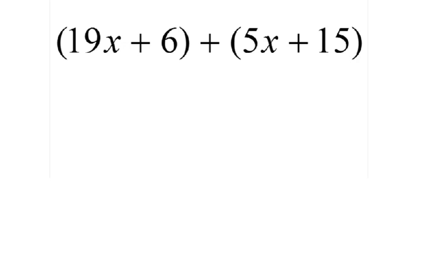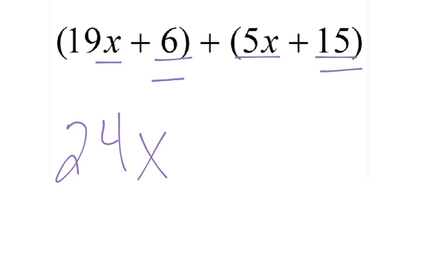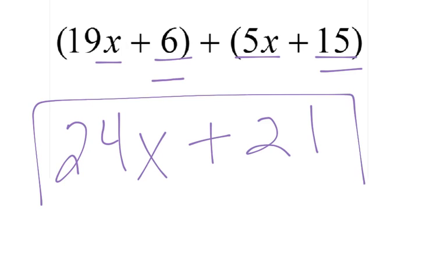If you have parentheses with an addition between them and there's no number, then the parentheses really aren't doing anything. So you can just go ahead and find your like terms. 19x and 5x are like terms. 6 and 15 are like terms. So you would just combine those. 19x plus 5x gives you 24x, and then 6 plus 15 gives you plus 21. Since it's a positive 21, you've got to put the plus there, and that is your answer.